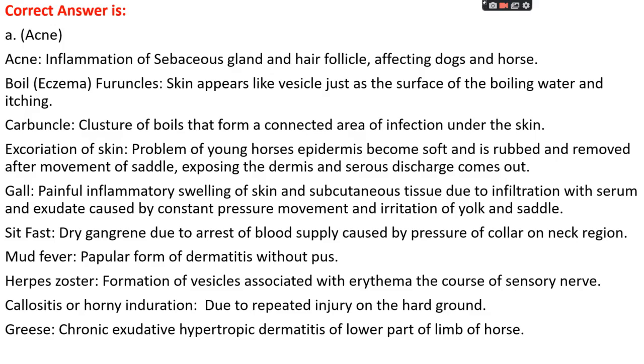It mainly affects dogs and horses, while a boil, which is also known as eczema or furuncle, appears as vesicles just at the surface of the skin, like boiling water, and it causes itching. A carbuncle is a cluster of these boils that form a connected area of infection under the skin. Similarly, excoriation of the skin.